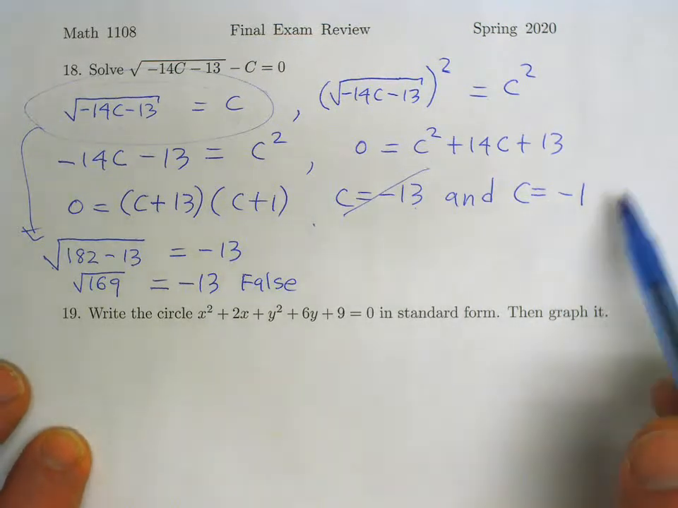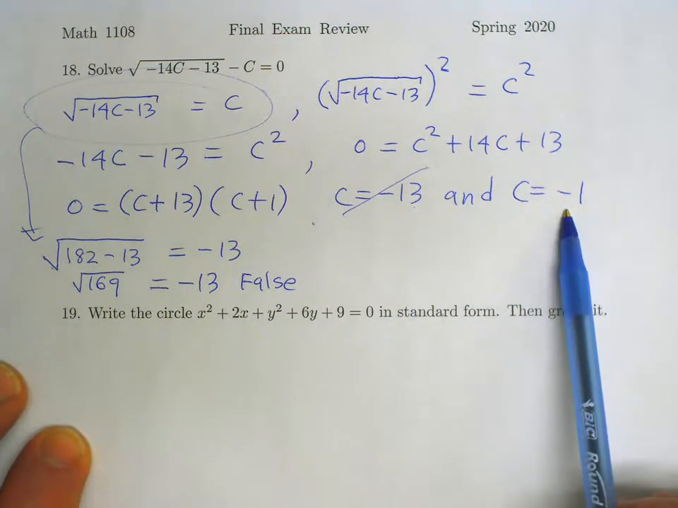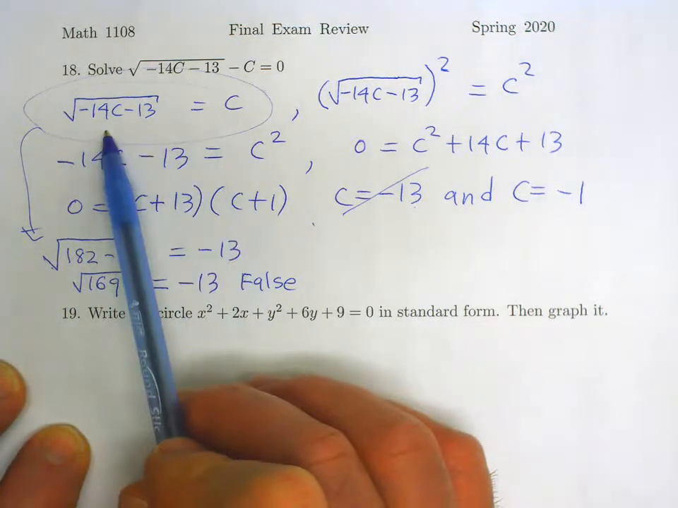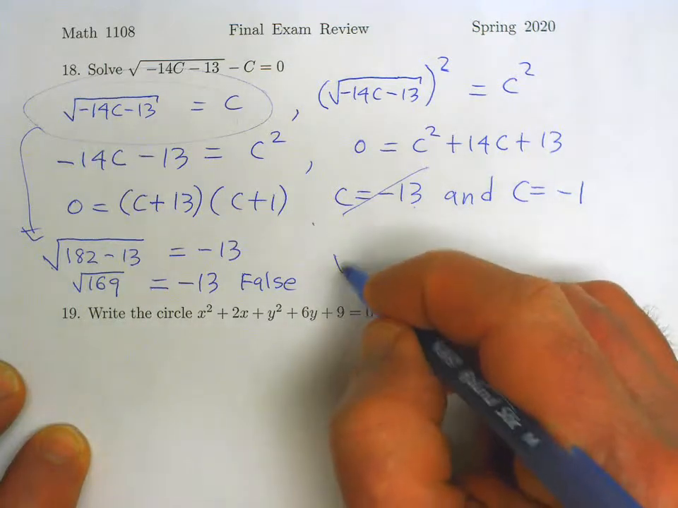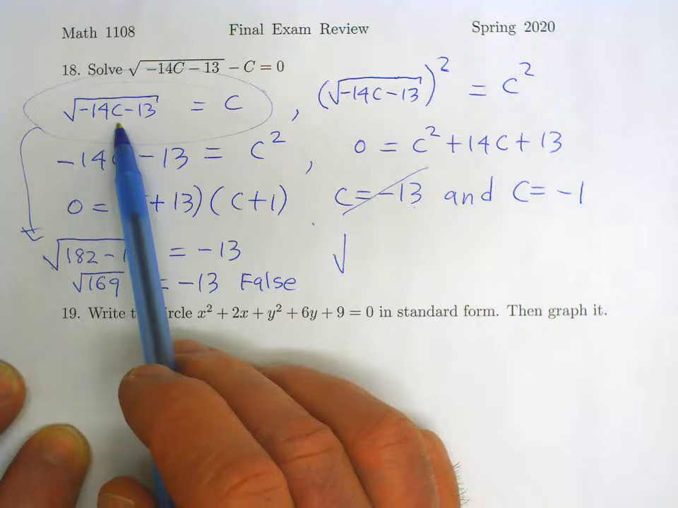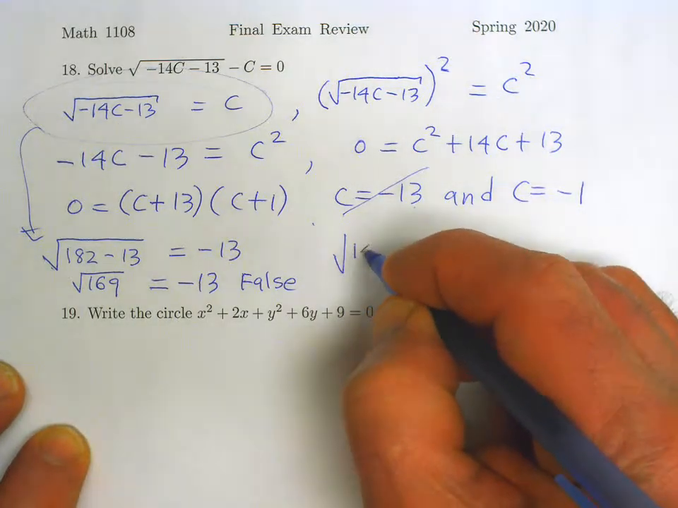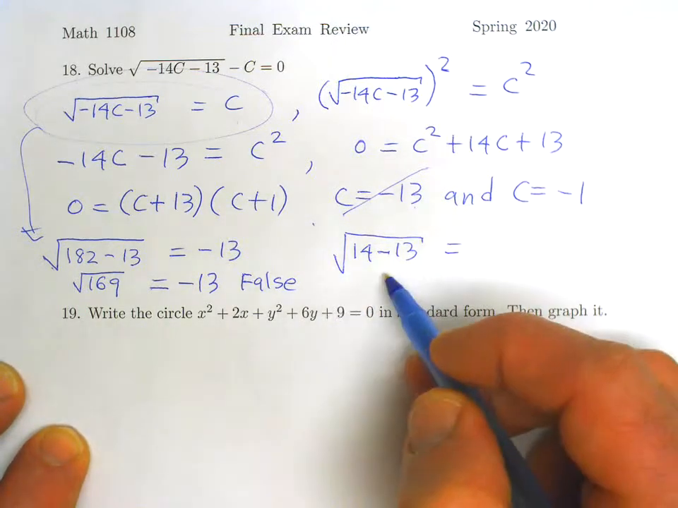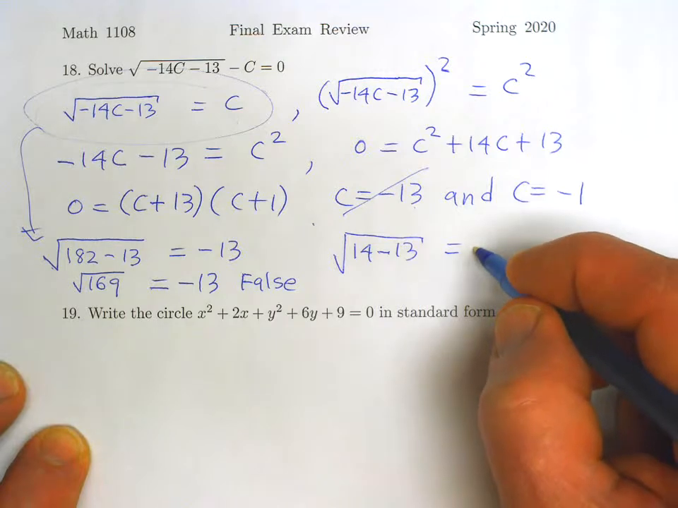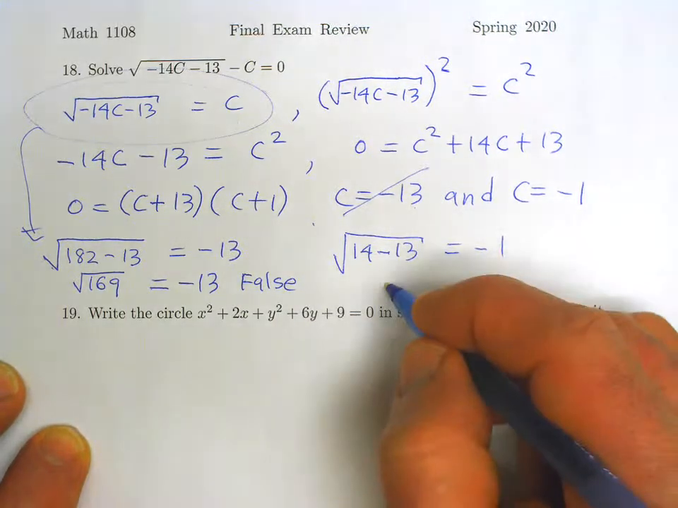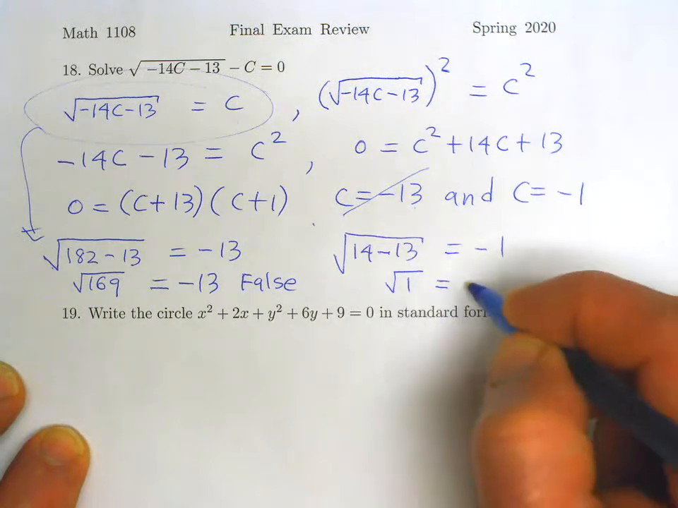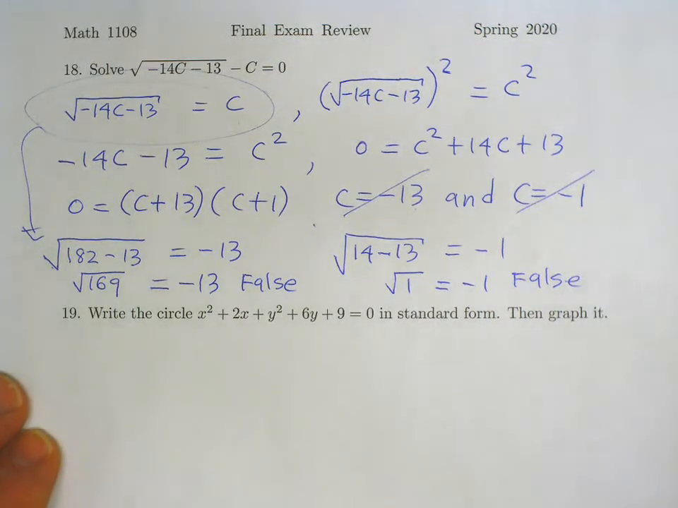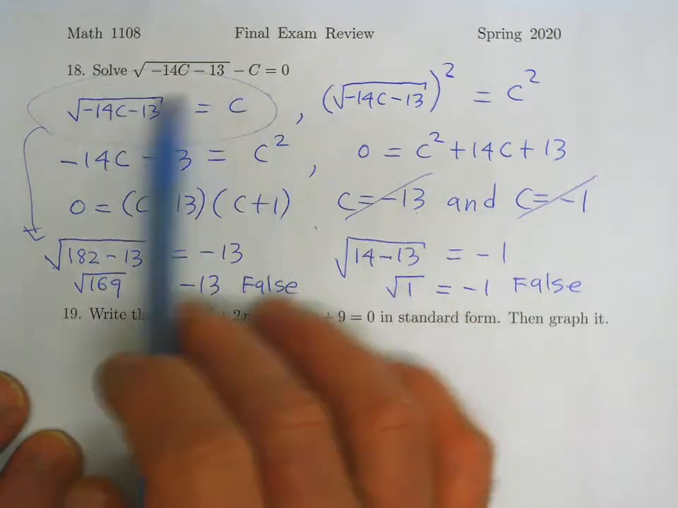And the same sort of thing is going to happen when we test c equals negative 1. In this equation, replace every c with negative 1. The square root of negative 14 times negative 1 is positive 14 minus 13. And the positive square root of 14 minus 13 equals negative 1. That's clearly false. The positive square root of 1 equals negative 1 is false. So c equals negative 1 is not a solution either. So this equation has no solution.